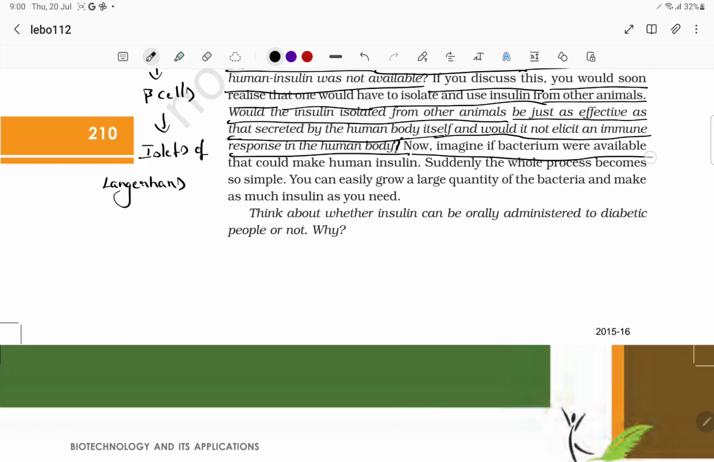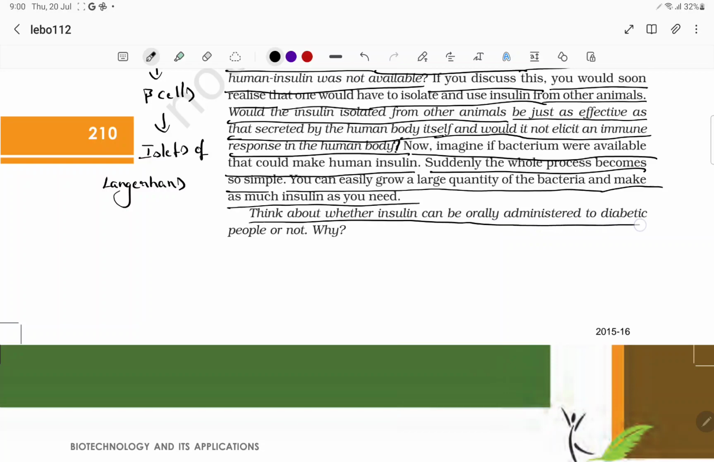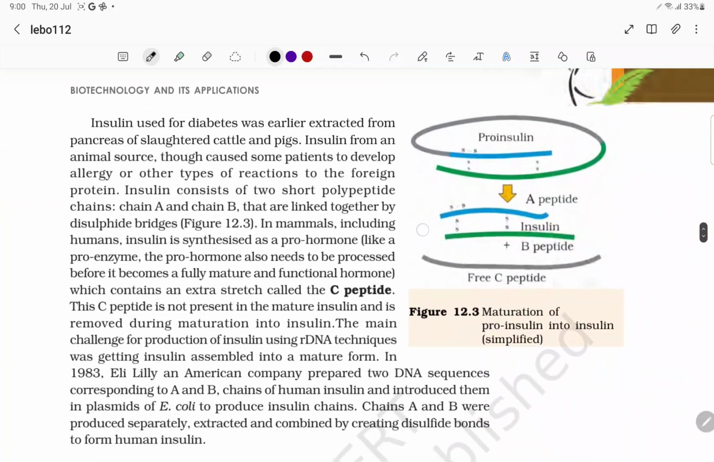Now imagine if a bacterium were available that could make human insulin. Right. Suddenly the whole process becomes so simple. You can easily grow a large quantity of bacteria and make as much insulin as you need. Think about whether the insulin can be orally administered to diabetic people or not. No. Because insulin is a polypeptide. It will be digested once it is taken orally. It has to be injected only.